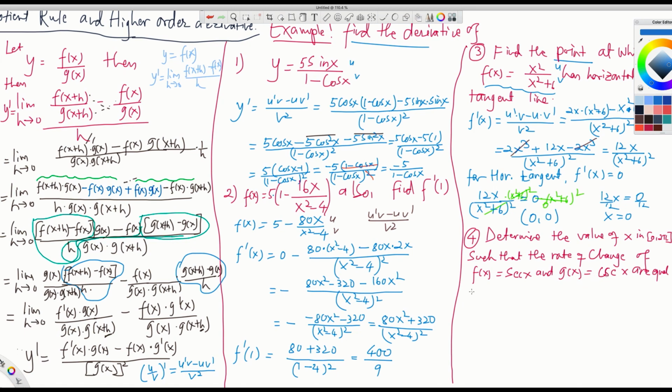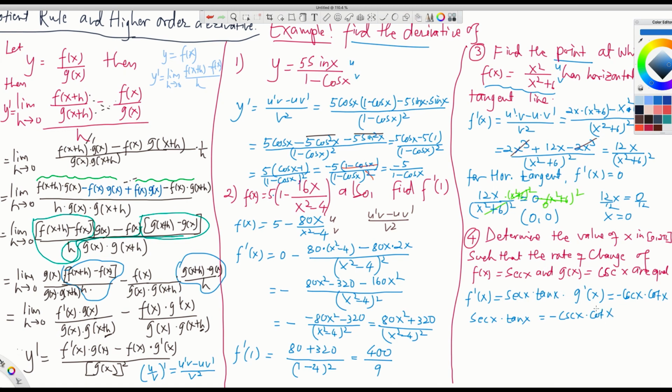So let's do that. What is f prime of x? It is secant x times tangent x, right? And what is g prime of x? It is negative cosecant x times cotangent x. So you want to write them equal because it says the rates of change are equal. So you write secant x times tangent x equals negative cosecant x times cotangent x.